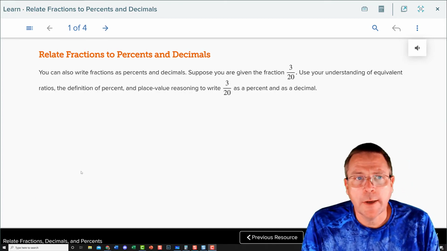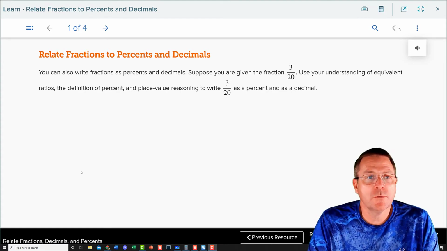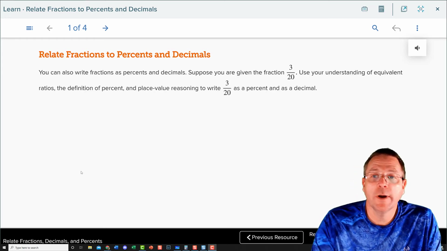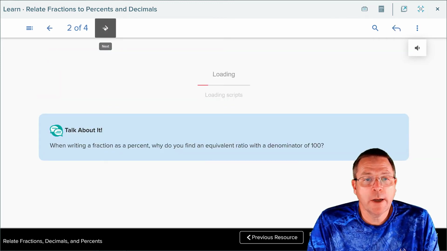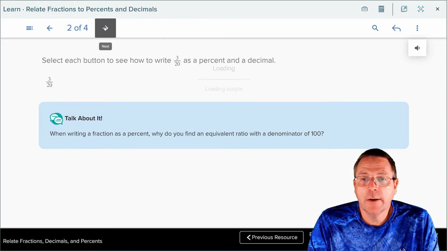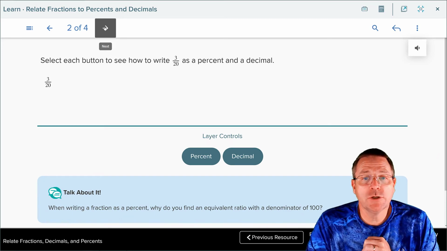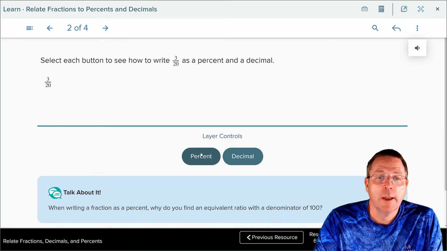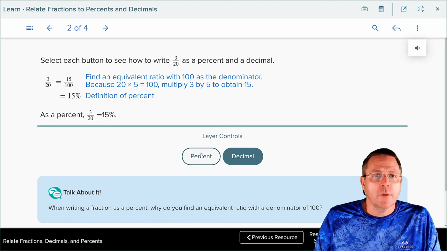Now we're going to learn to relate fractions to percents and decimals. You can see here we've got the fraction 3/20 given to us, and we want to use equivalent ratios, the definition of percent and place value reasoning to write 3 over 20 as a percent and a decimal. So first, when writing a fraction as a percent, why would you find an equivalent ratio with a denominator of 100? Well, because a percent is a ratio between some number and 100. And you can see that's exactly what they did here. Now, they didn't give very good supporting work, though, so let me do that.